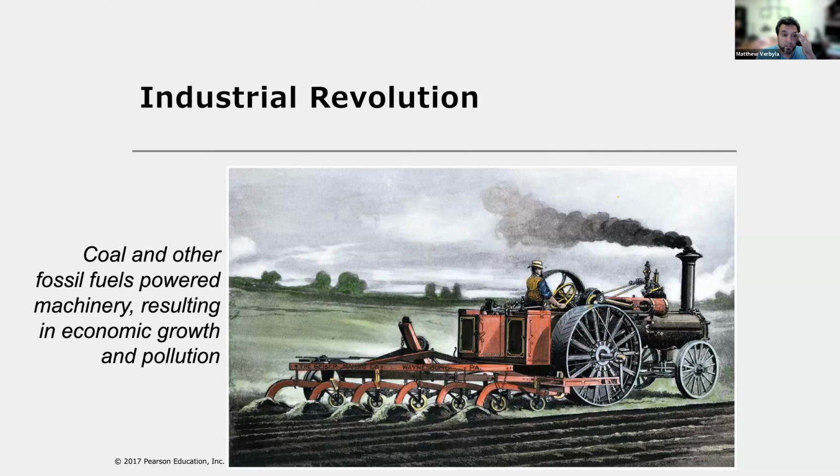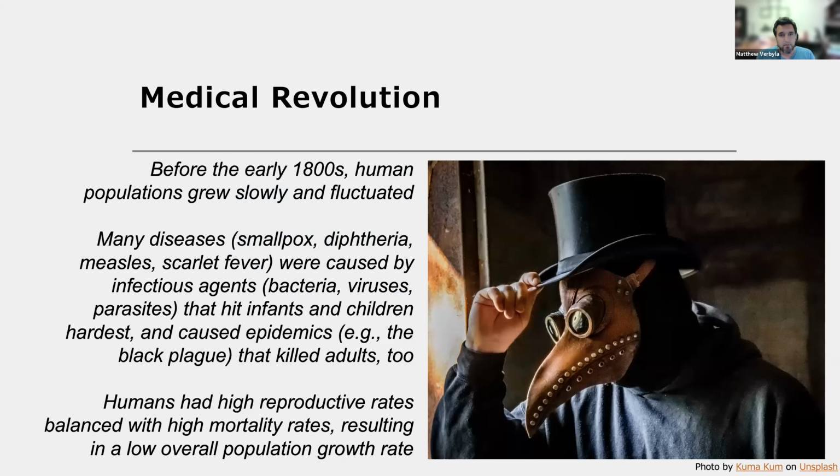The Industrial Revolution is characterized by the introduction of the use of coal and other fossil fuels to power machinery. And here's where you see the start of a lot of engineering solutions to create economic growth. However, at the same time, they created an increase in pollution. The medical revolution also greatly contributed to the large growth pattern that was experienced in the human population in the 1800s and 1900s.